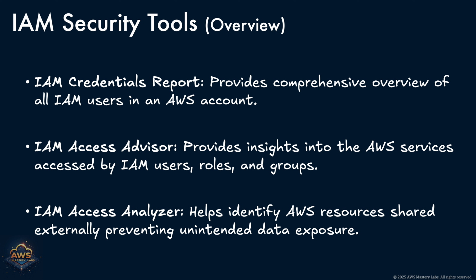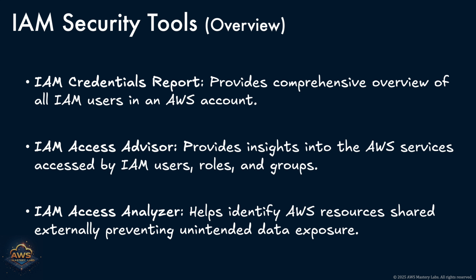The IAM Access Analyzer is a powerful security tool designed to help you uncover and remediate overly permissive access policies before they become security liabilities. It works by analyzing policies attached to your AWS resources and identifying who can access them, especially when that access extends outside your account, whether to another AWS account, an AWS organization, or even the public internet. This kind of visibility is crucial for preventing unintended data exposure.